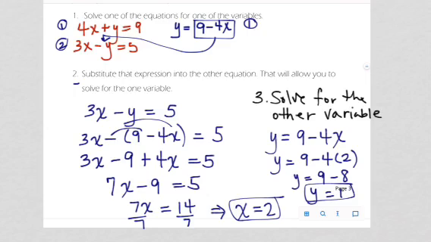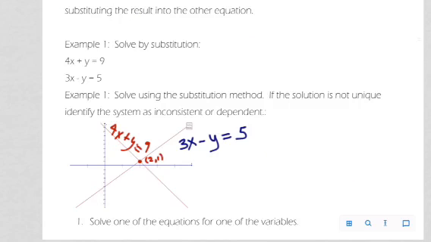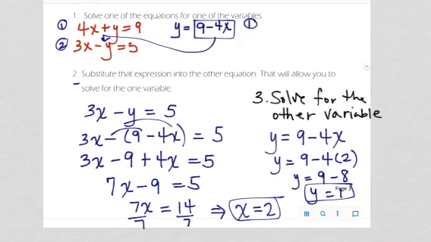Do you remember what the graph told us the solution would be? Let's go back and look. It said x would be 2 and y would be 1, which is exactly what we got by using substitution.